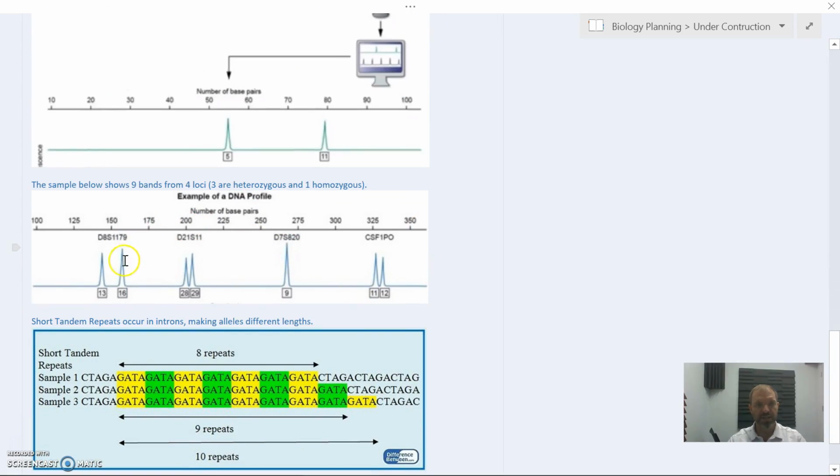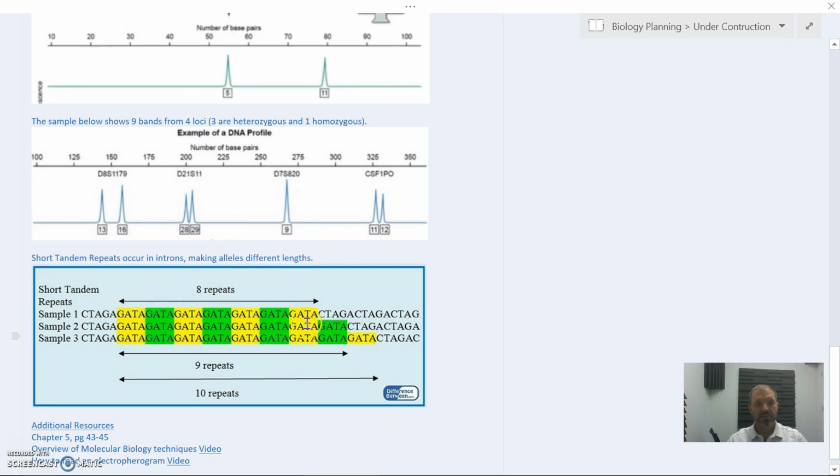And you put a few of those together. At this locus, you've got one with 13 repeats and one with 16. At this locus, 28 and a 29. At this locus, 2 copies of 9, so that one's going to be the homozygous one. And at this locus, an 11 and a 12 repeat. So this is what the repeats look like. Something like a GATA gets repeated 8 times, 9 times, 10 times. And this just makes that segment of DNA longer or shorter, leading to 1 or 2 blips coming through on the electropherogram.